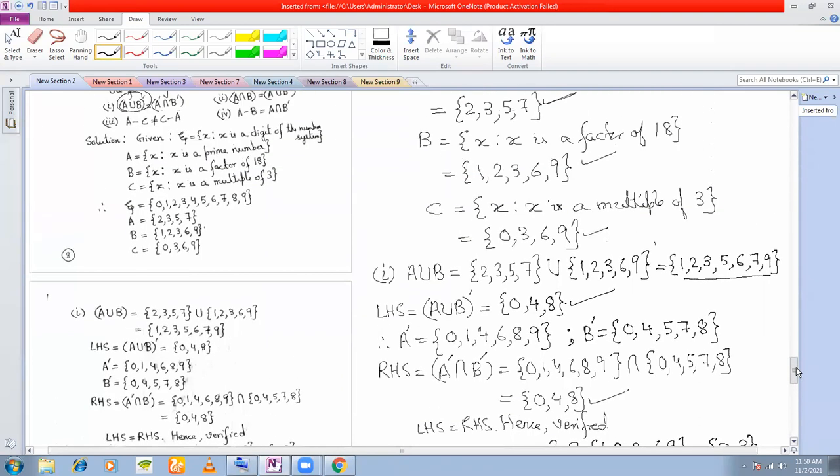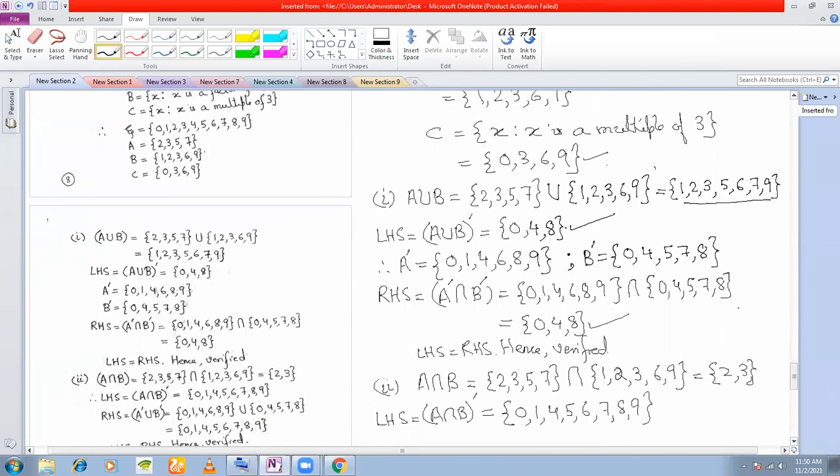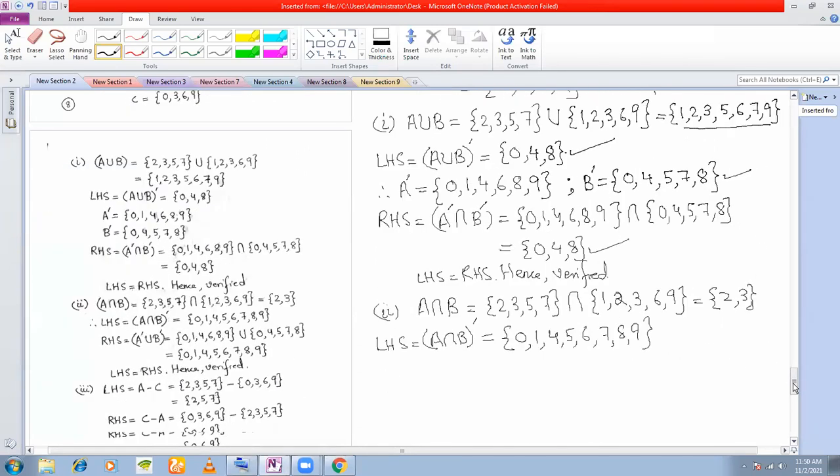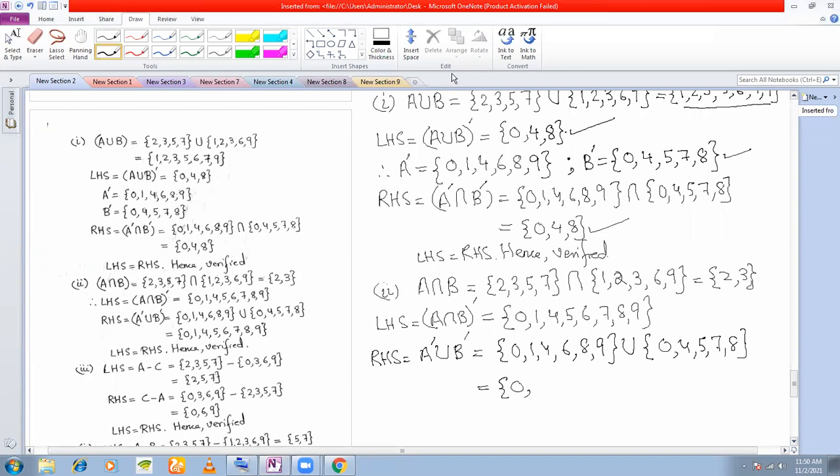Now if you see what is the right hand side here, the right hand side is A complement union B complement. Now if in one we have already found A complement and B complement, so you can find the union very easily. Right hand side is equal to A complement union B complement. Union. Now what is the union of these two sets? You see that for the union of these two sets, write each element once.